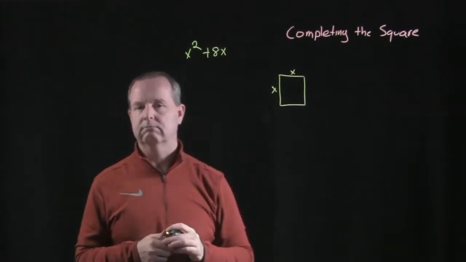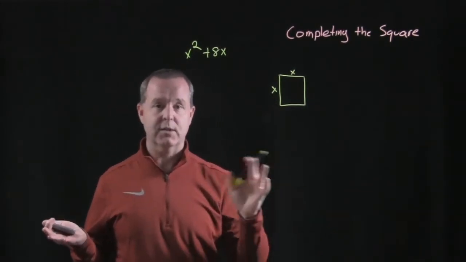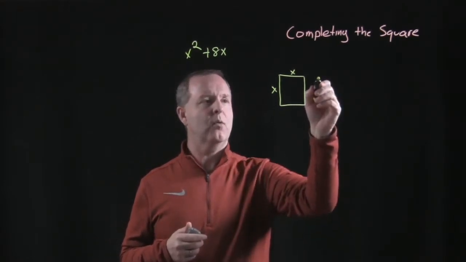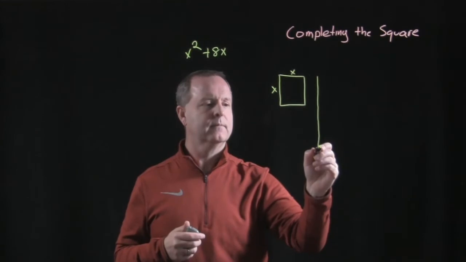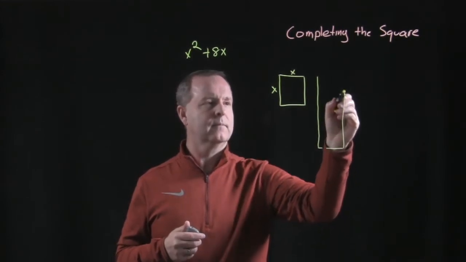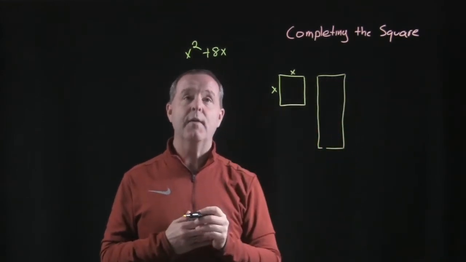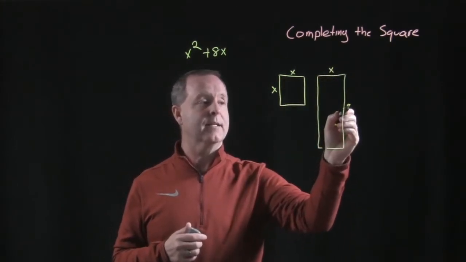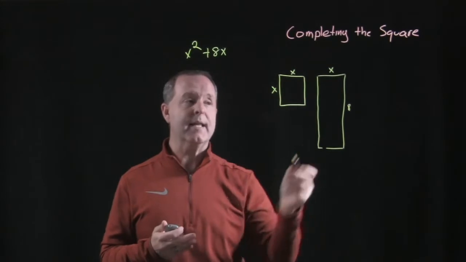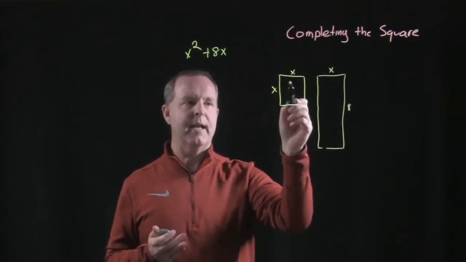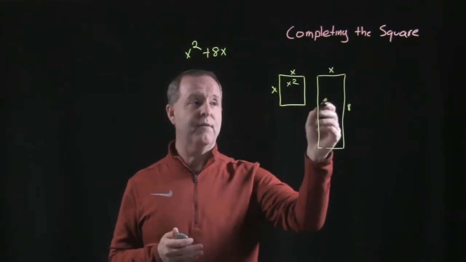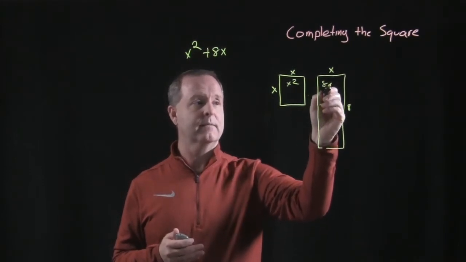Then 8x. What's 8x going to be? Is that a square? Well, no, in this case, it's a rectangle. So let me draw a rectangle. And we know that one dimension is x, and the other dimension is an 8. And you can see that, yeah, that makes sense. This is an x squared. This shape right here, its area is an 8x.